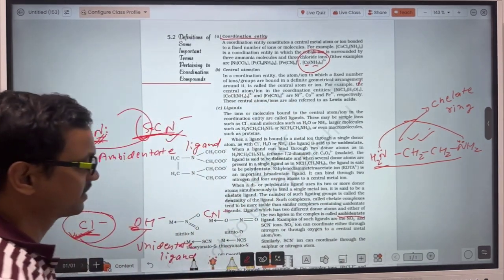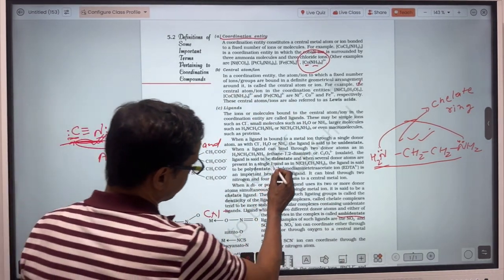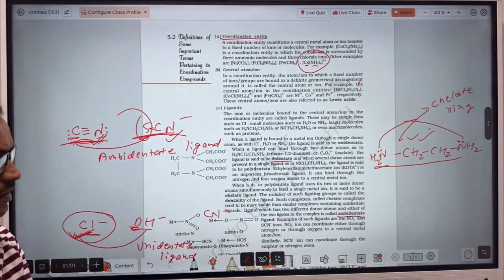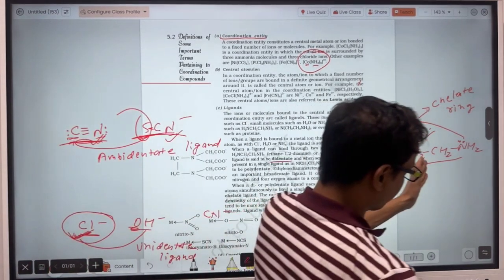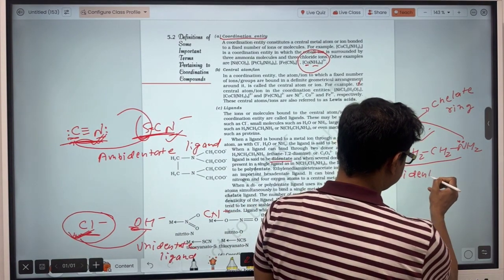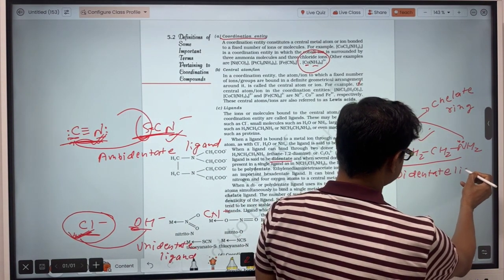Okay, didentate ligand means the ligand of which the two atoms donate the electron to the central atom simultaneously. That is called didentate ligand. So ethane 1,2-diamine is an example of didentate ligand.